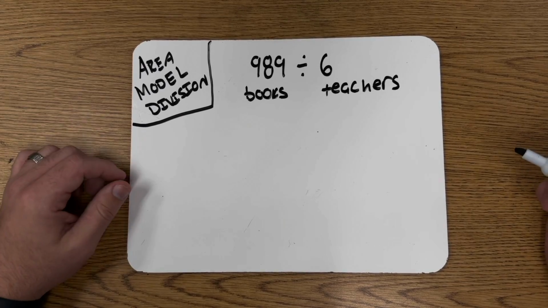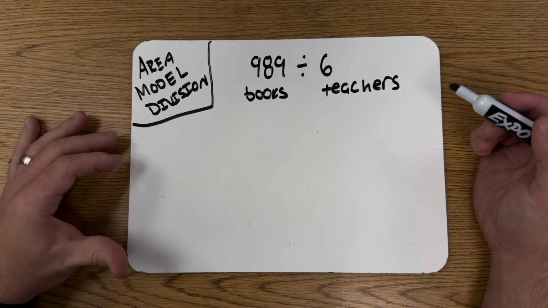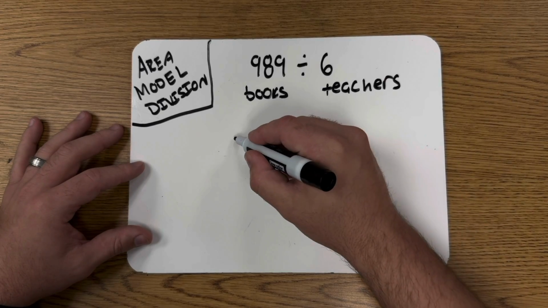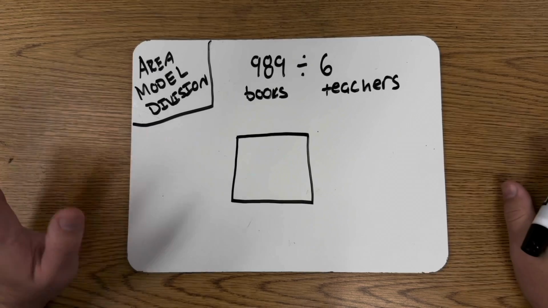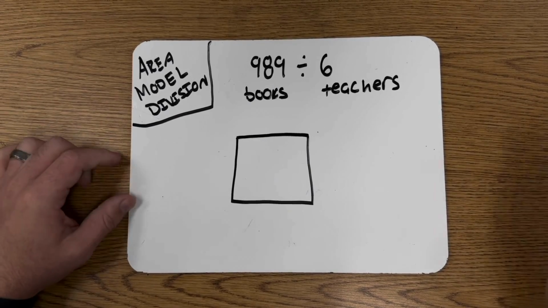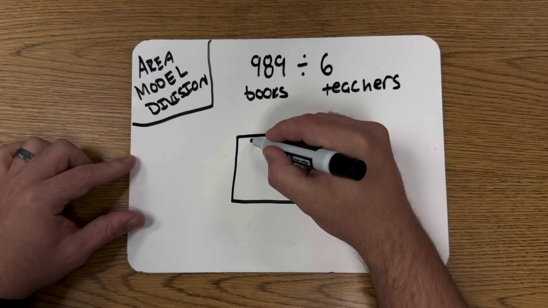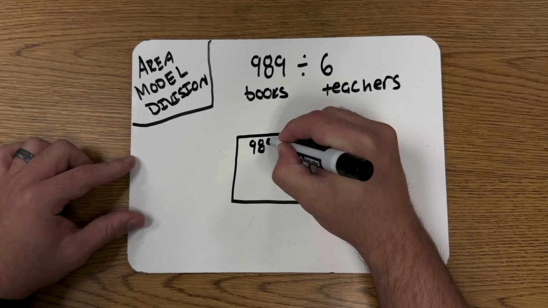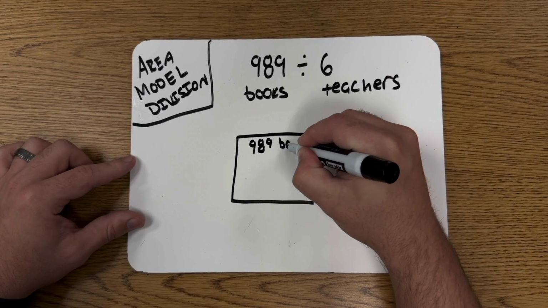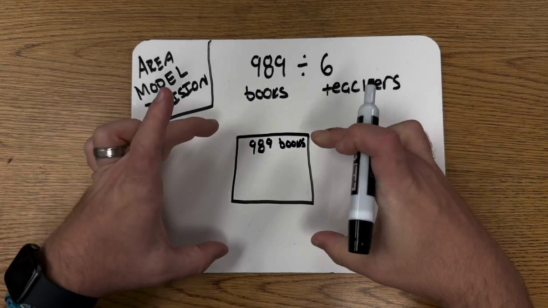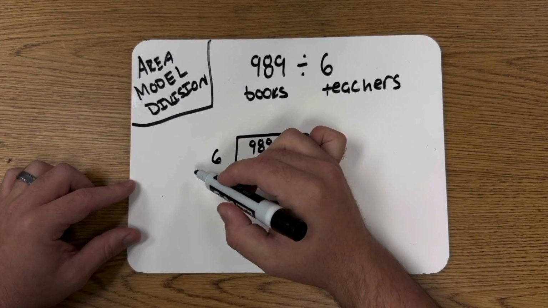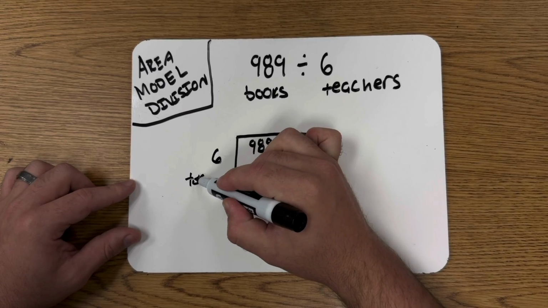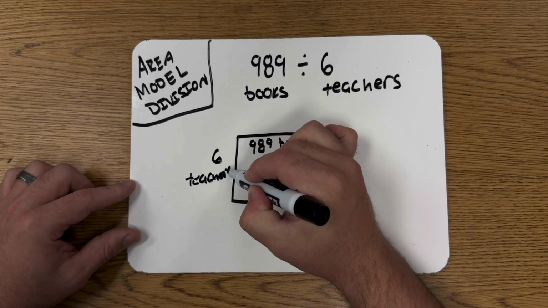So I'm going to come into here and I'm going to go ahead, just like we do with anything, and set up our box. The difference between our other area models is we're only going to start with one box, okay? We're going to bring our books into here. We're going to say, okay, my 989 books is going to go inside of here. And this is the box that it came in. And then over here on the left, we have our 6 representing our 6 teachers, okay?